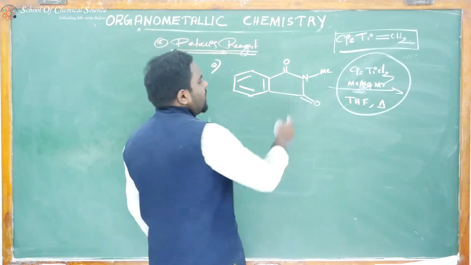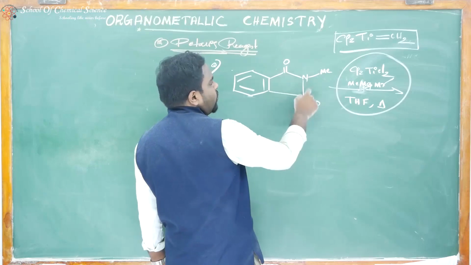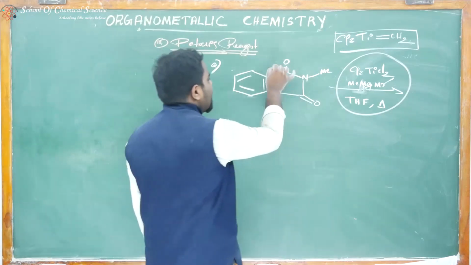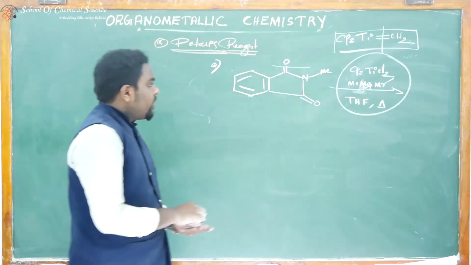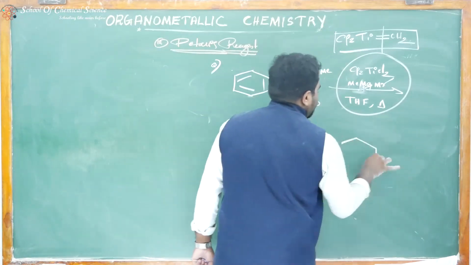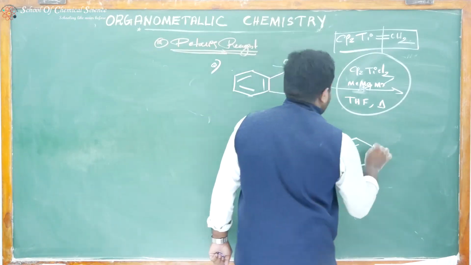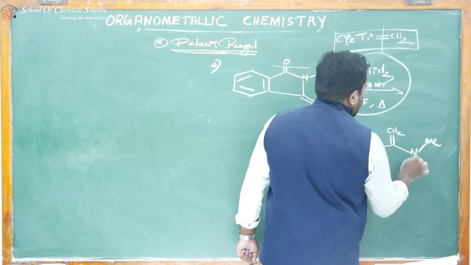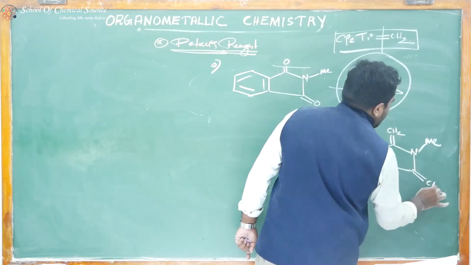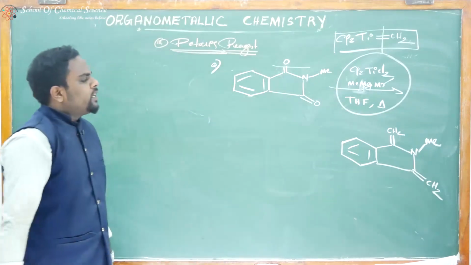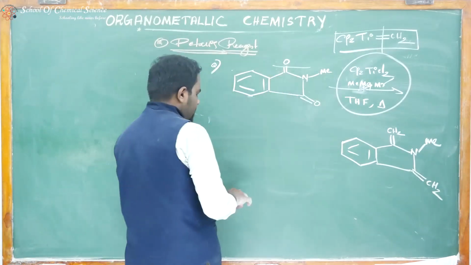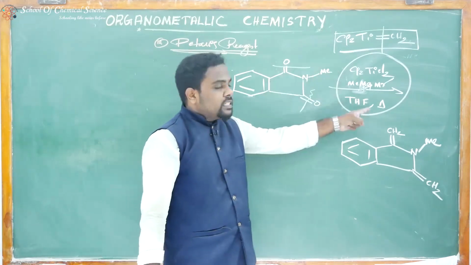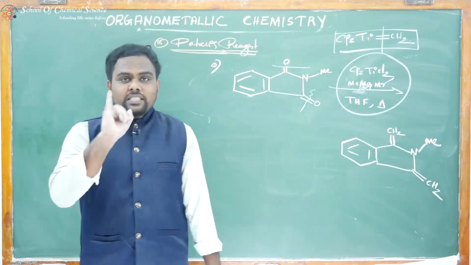What is the functionality? Amide, RCONR2. Two amides are there. This is an amide, this is also an amide. Reaction same, cut and paste. So how can you write the product? Six-membered ring, here =CH2, here there is an NMe, then here also =CH2. Both amides will be converted into alkenes. So this reagent is the condition for the formation of the Petasis reagent.